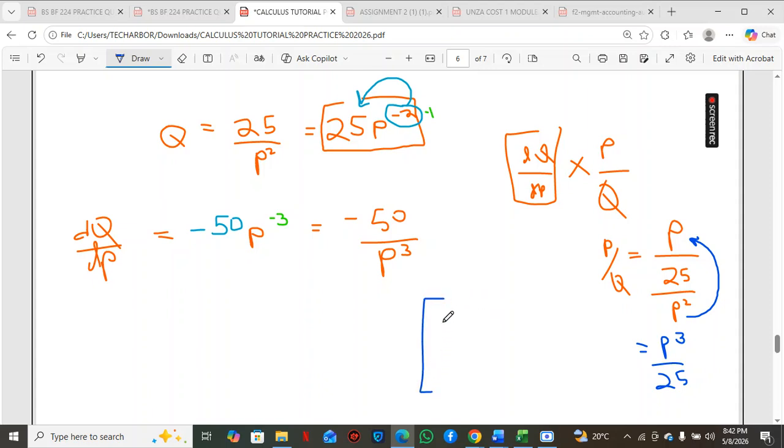Okay. The same as saying P divided by 25 over P squared. Remember, whenever you are dividing fractions, the sign changes to multiplication. And when it becomes multiplication, the denominator goes to the numerator, and the numerator goes to the denominator. So you have P squared over 25. So P times P squared, that gives you P to the power 3 over 25. Okay, colleagues?